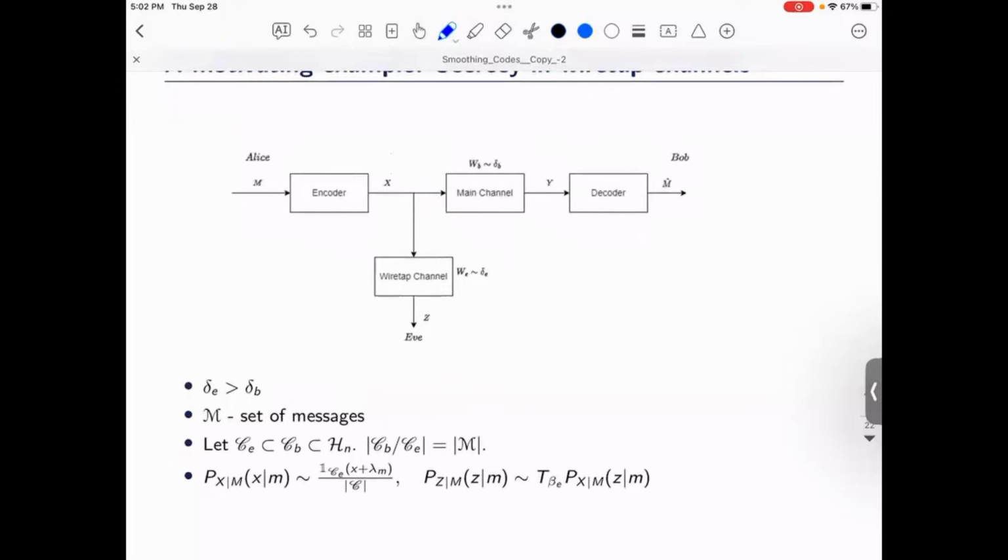We have a set of messages M, and we choose two linear codes CE and CB. CE is a subcode of CB, such that the number of cosets of CE in CB is equal to the number of messages. Let's say we have message M and we transmit X based on this rule here.